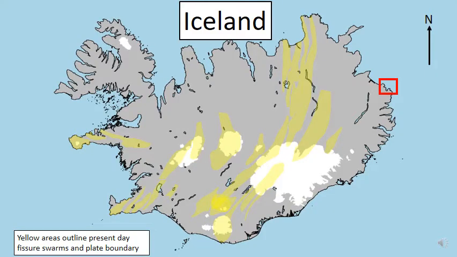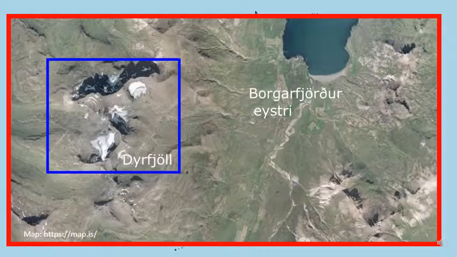My field area is an extinct and partially eroded caldera called Björfjöll in northeast Iceland. The caldera was filled with hyaloclastite and intersected by regional dikes after the volcano itself became extinct.